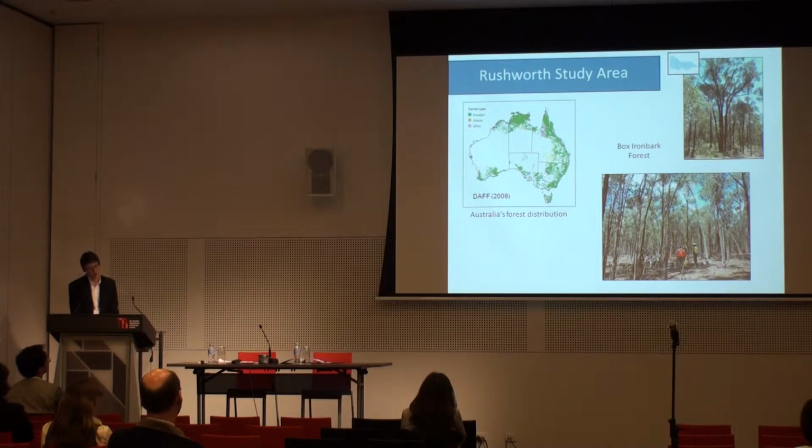So the study area we looked at was the Rushworth Forest in central Victoria. It is approximately 2 hours drive north of Melbourne. It is a box ironbark forest, which is representative of dry climate conditions inland in Victoria.